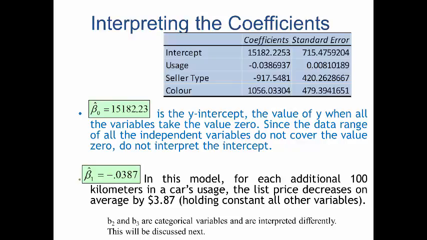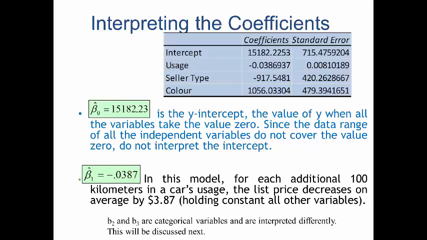Now here we have the beta coefficients. Let's interpret these. So the predicted B0 value is 15,182.23. So this is our y-intercept. It's the value of y when all x values are 0. As this is outside the range of our data, it really is difficult to interpret, but what I often say to students is that it's a bit of a starting point for our prediction.